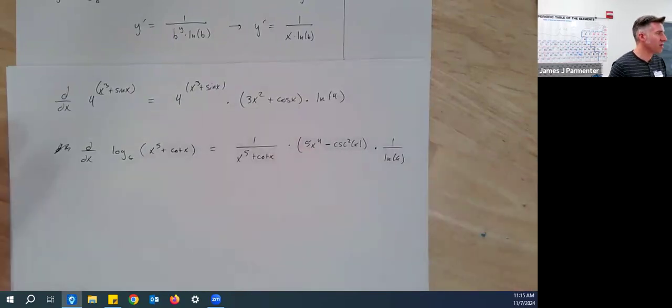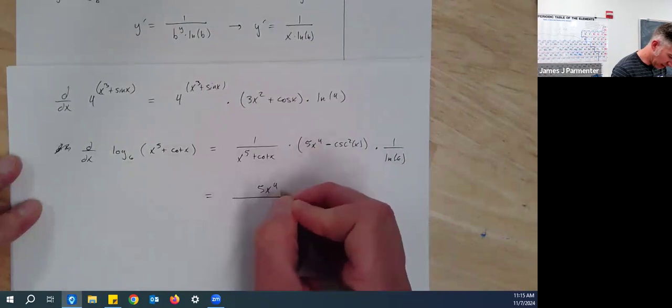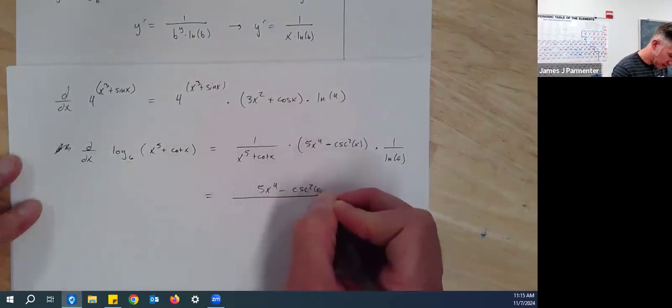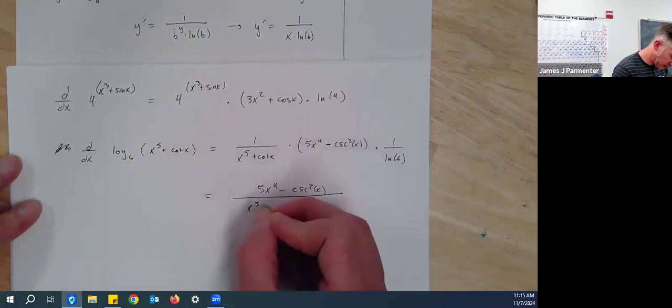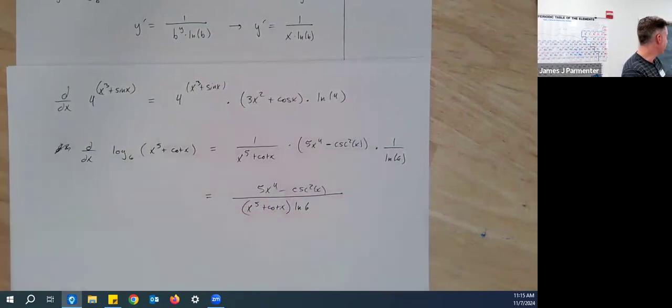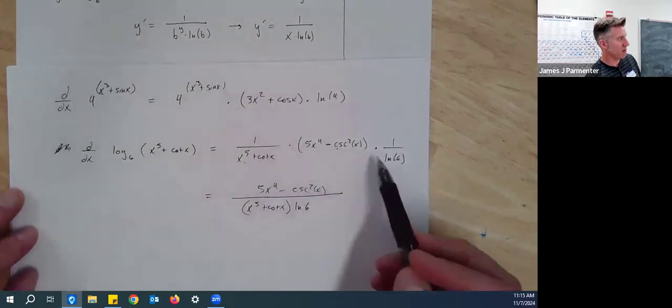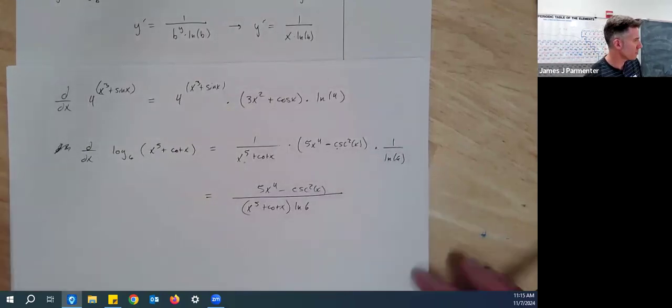This is probably the most unwieldy way you could write it. It'd be much, much nicer if I would just write it as 5x to the 4th minus cosecant squared of x, divided by x to the 5th plus cotangent of x, all times natural log of 6. That's much better. But I really like to think of the fact that I'm doing 1 over the stuff, then multiplying by the derivative of the stuff, and then at the very end, I'm also dividing by the natural log of my base.